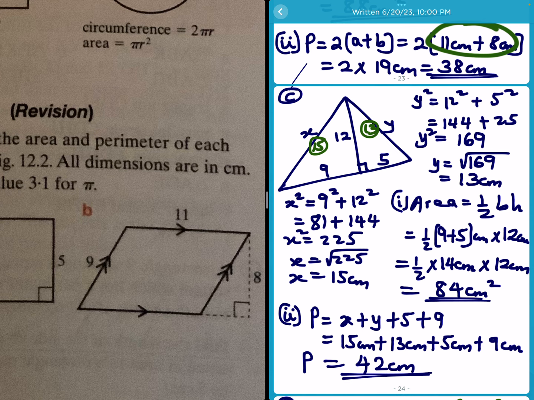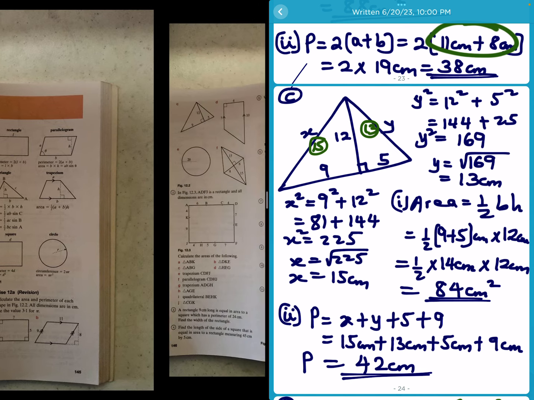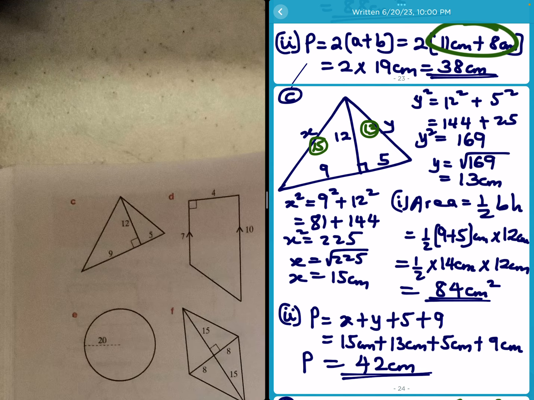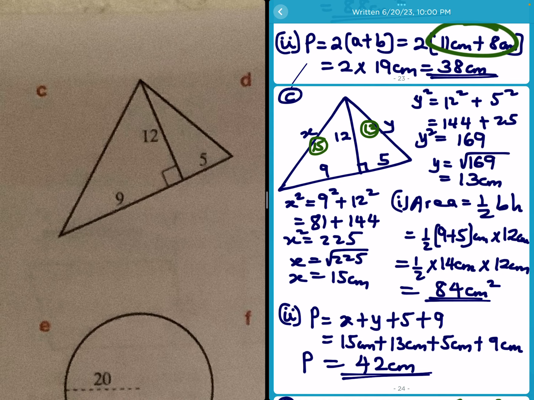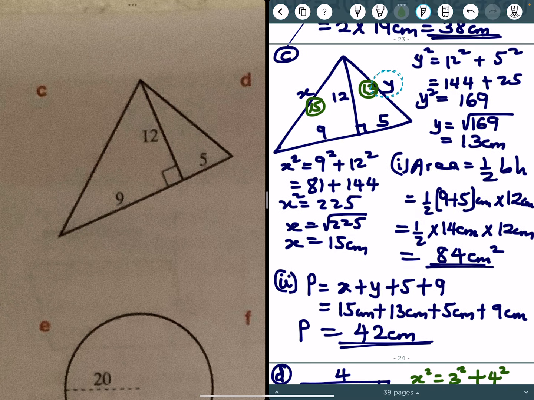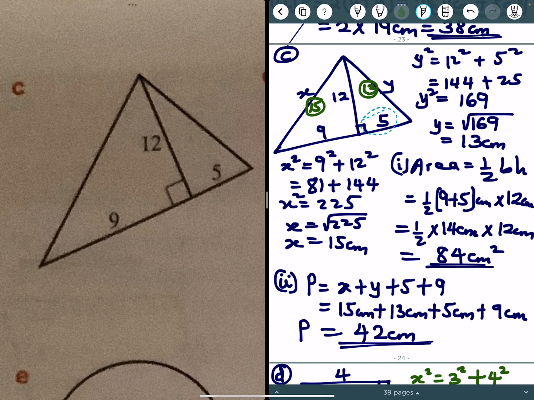In question C, let me go to question C. In question C, the diagram drawn is a triangle. The diagram drawn in question C is a triangle, but none of the outer sides of the triangle is given. You can see here we were not given Y, we were not given X. We were only given 12, 9, and 5. As you can see in the diagram here, we were only given 12, 9, and 5.